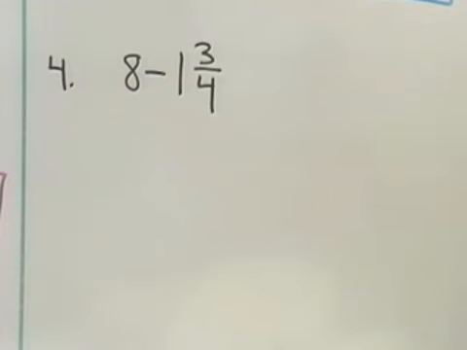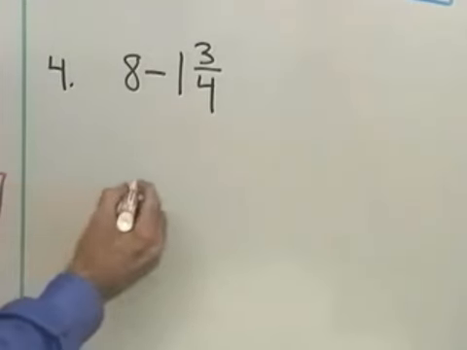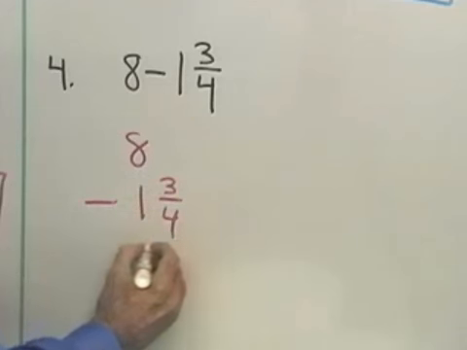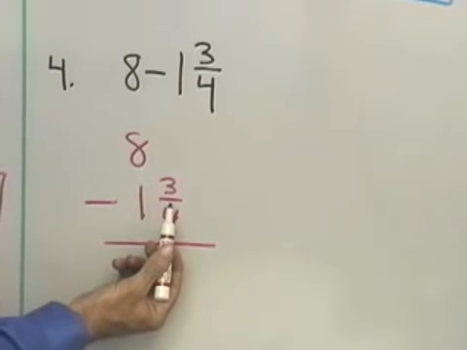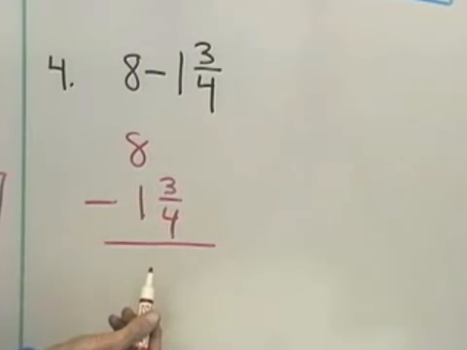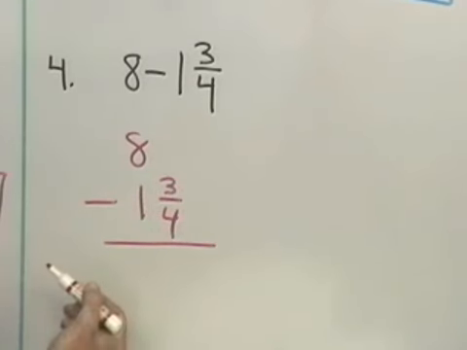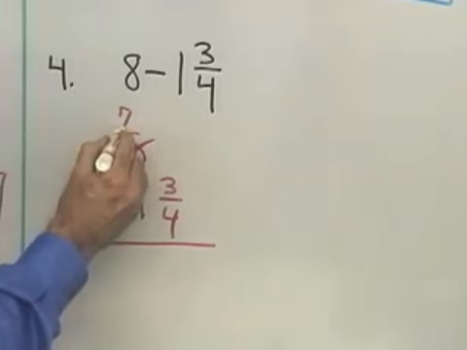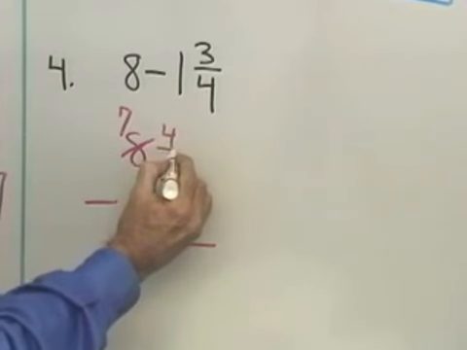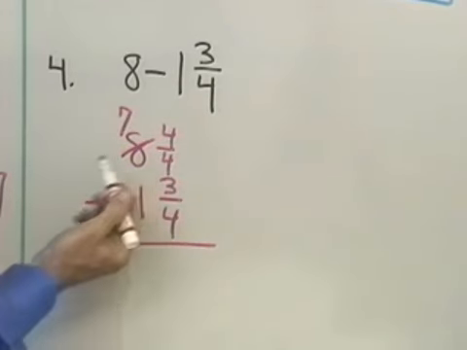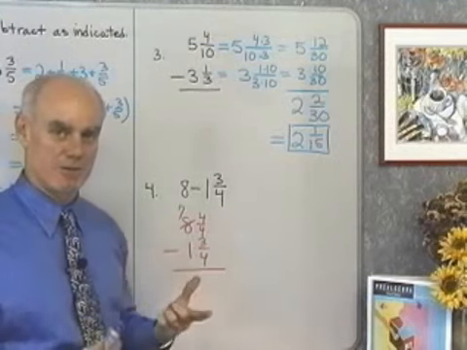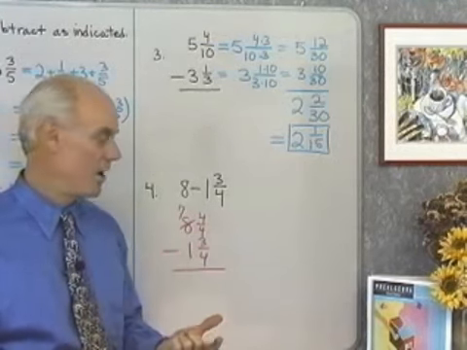8 minus 1 3/4. Let's set this up vertically. So I have 8 subtract 1 3/4. Well, here I want to subtract the fraction parts, but there's no fraction here. I'm going to do something similar to what I did when I did borrowing with regular whole numbers. I'm going to borrow 1 from that 8, leaving it as 7, and the 1 I'm going to write as 4/4. So isn't that true, though, that 8 is the same as 7 and 4/4? Because 4/4 is 1, so 7 plus 1 is the same as 8.